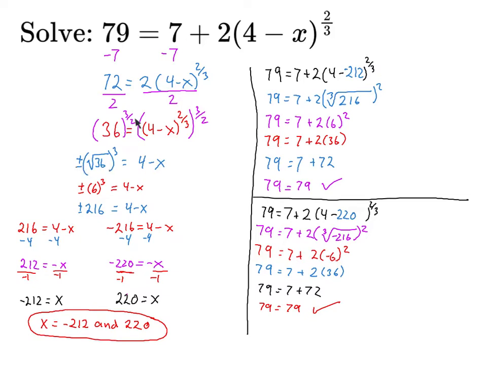And then second of all, I can write this 2 on the bottom, which is the square root, as the square root of 36, and just leave the cube for now. Square root of 36 is 6. 6 cubed is 216. Don't forget the positive negative.